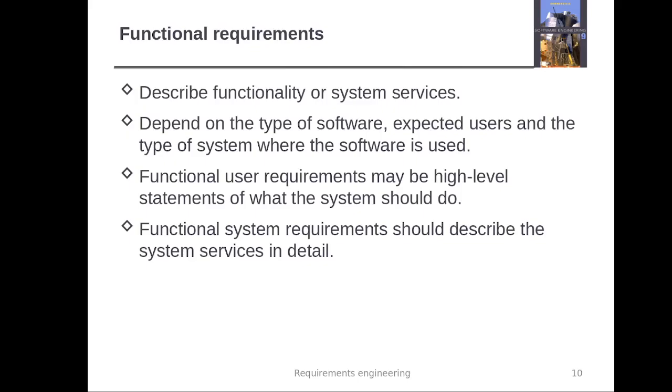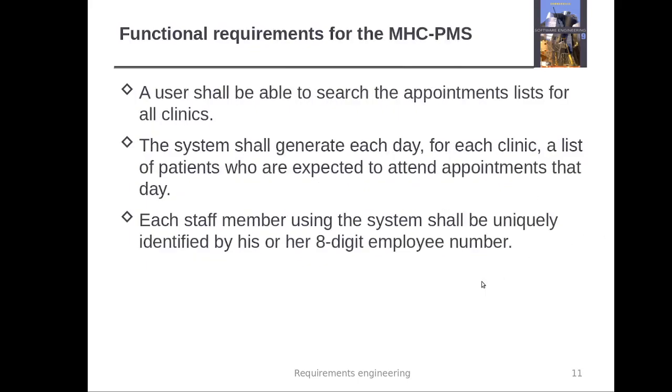Here we are talking about the functional behavior we want, and that functional behavior should be clear enough to understand. Now let us see one example. Functional requirements in our system: this is an example of a hospital with different clinics. A user shall be able to search the appointments list for all clinics. One user should be able to search the appointment lists on all the clinics.